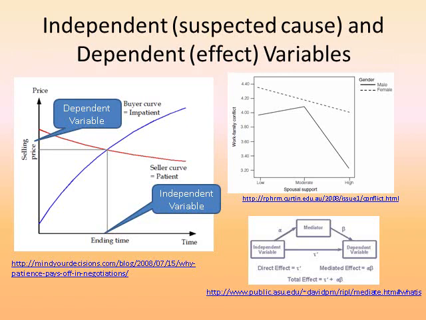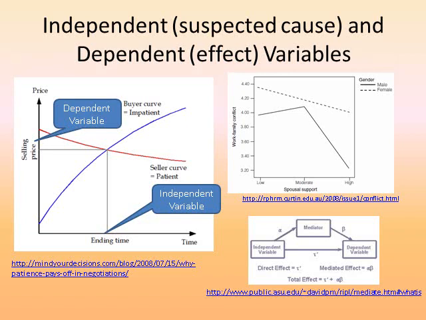Here we go with independent and dependent variables. And this is put in a visual chart. On the first chart, you have on the x-axis, which is horizontal, the ending time, which is the independent variable, and then you have the dependent variable on the vertical y-axis, which in this case is price.